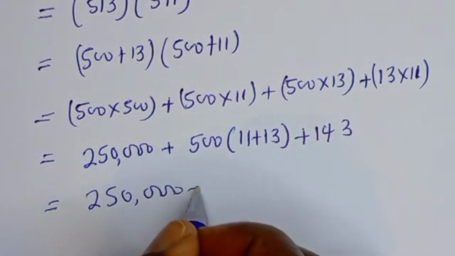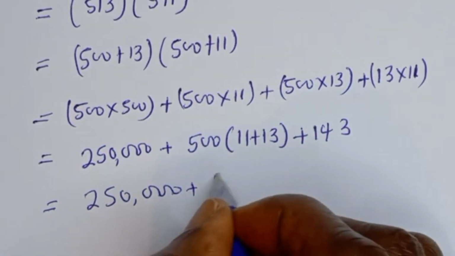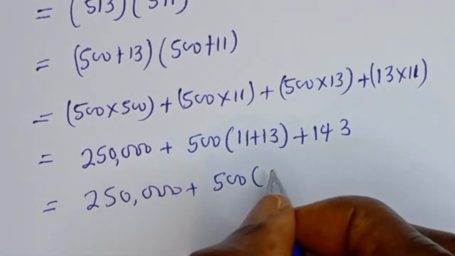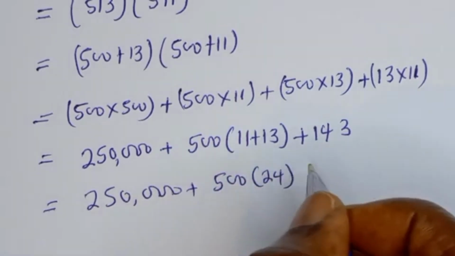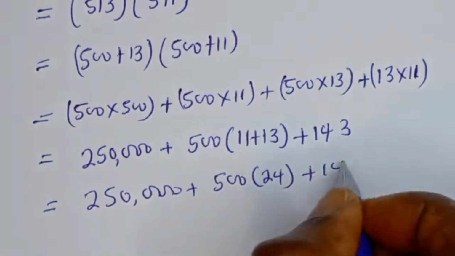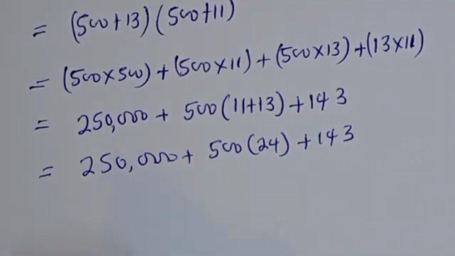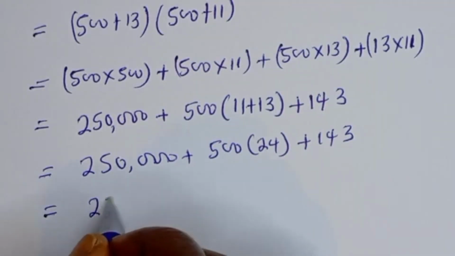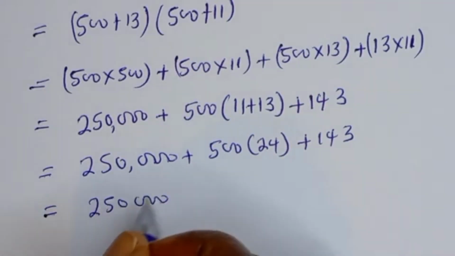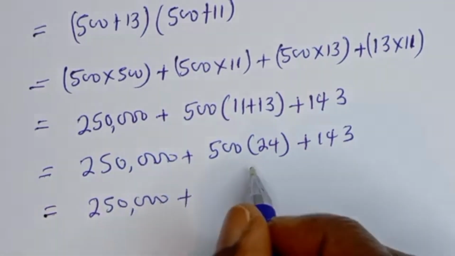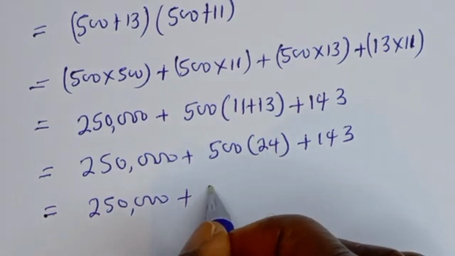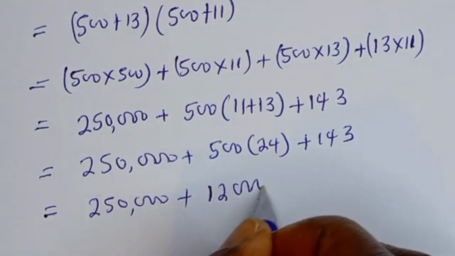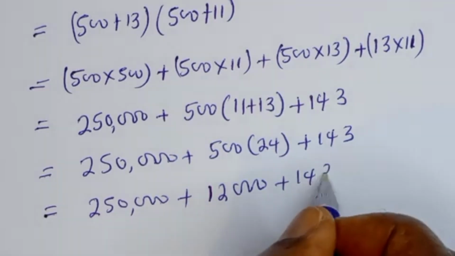250,000 plus 500 bracket 24 plus 143, then equal to 250,000 plus 500 times 24, that is 12,000 plus 143.